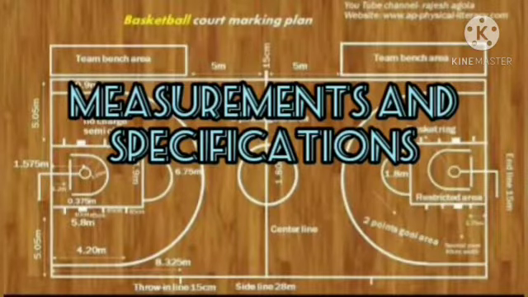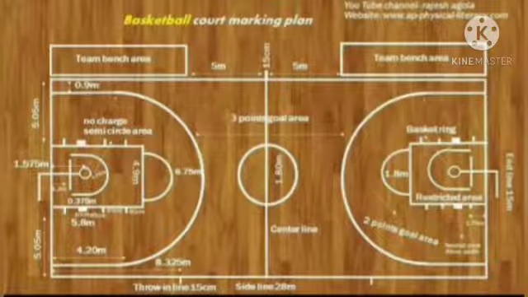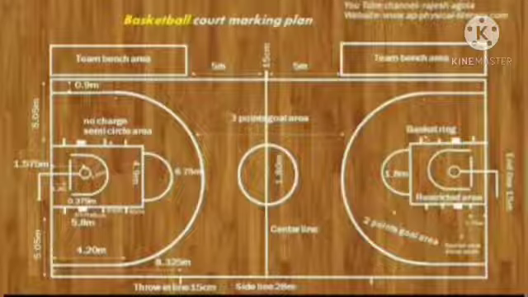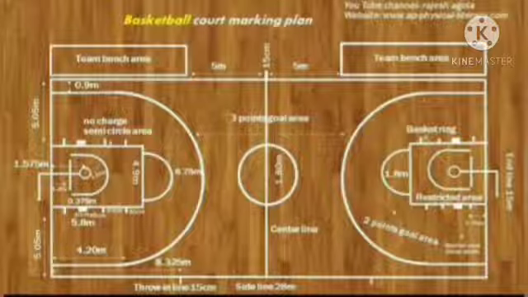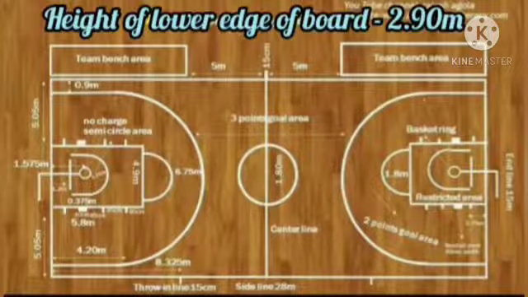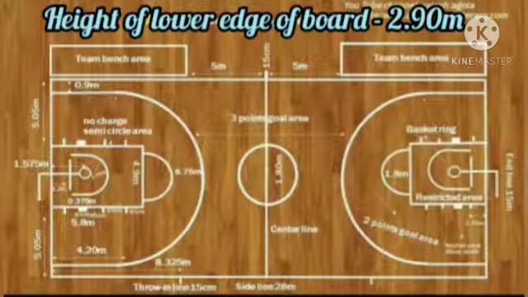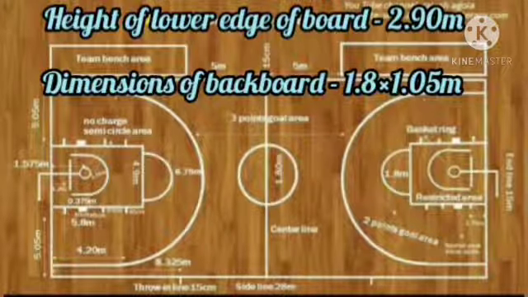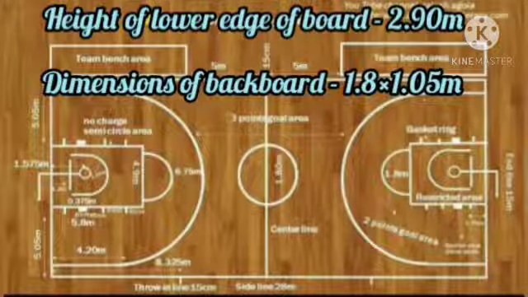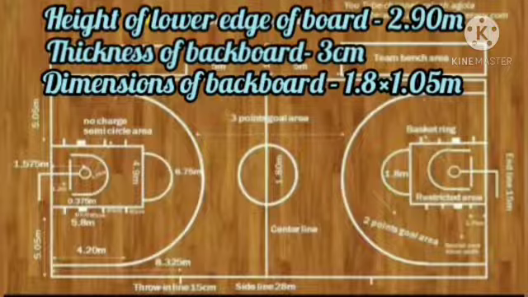Measurements and specifications. Dimensions of the court: 28 by 15 meter, including 5 centimeter thickness of lines. Radius of center circle 1.80 meters. Height of lower edge of board 2.90 meter from floor. Dimensions of backboard 1.8 meter by 1.05 meter. Thickness of backboard 3 centimeter.